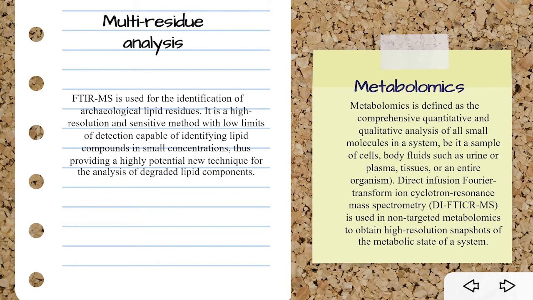Next, FTICR-MS can be used for metabolomics. Metabolomics is defined as the comprehensive quantitative and qualitative analysis of all small molecules in a system. Direct infusion FTICR-MS is used in non-targeted metabolomics to obtain higher resolution snapshots of the metabolic state of a system.